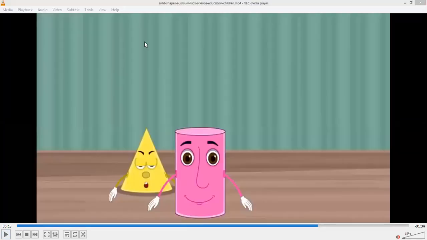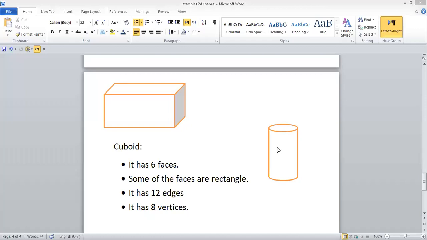Let's go back to the file. We learned about the cylinder. How many faces does the cylinder have? Three. Two of them are flat and one of them is curved. We learned about the edges as well. How many edges are there in a cylinder? There are two edges, which are curved, not flat. Is that clear, guys? Yes or no? Yes.